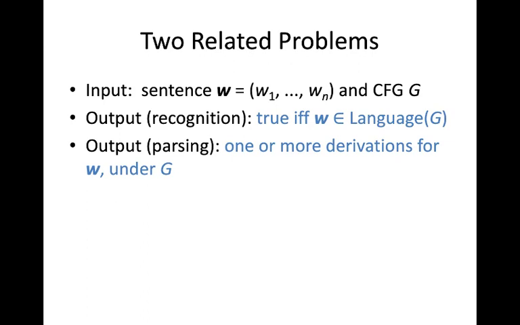So we've got two related problems. One is recognition, and one is parsing. If we have an input sentence W and a context-free grammar G, then recognition is asking if W is in the language G, and parsing is asking if there are one or more derivations for W under G. When we first learned about CYK or CKY in this class, you learned the algorithm for recognition, right? But to do parsing, you don't have to change the algorithm very much.